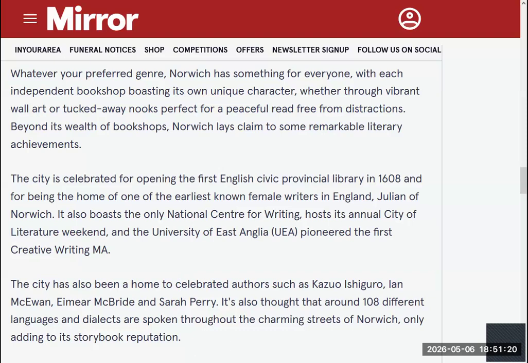The city has also been a home to celebrated authors such as Kazuo Ishiguro, Ian McEwan, Anaïs McBride, and Sarah Perry. It's also true that around 108 different languages and dialects are spoken throughout the charming streets of Norwich, only adding to its storybook reputation.